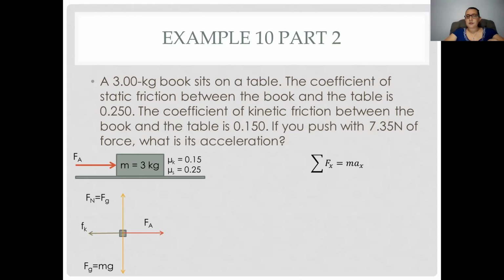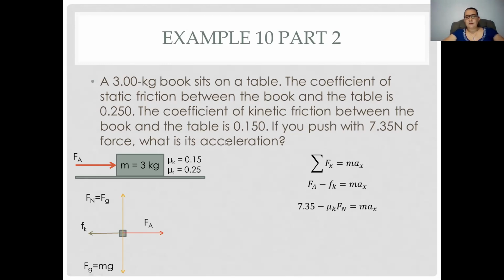So now the sum of the forces in the x direction equals mass times acceleration in the x direction, Newton's second law, right? And again, we're not dealing with acceleration in the y direction. There's no change in motion in that direction, so we'll just ignore that. Our sum of the forces is this positive or rightward applied force minus this leftward kinetic friction force. And again, that equals mass times acceleration.